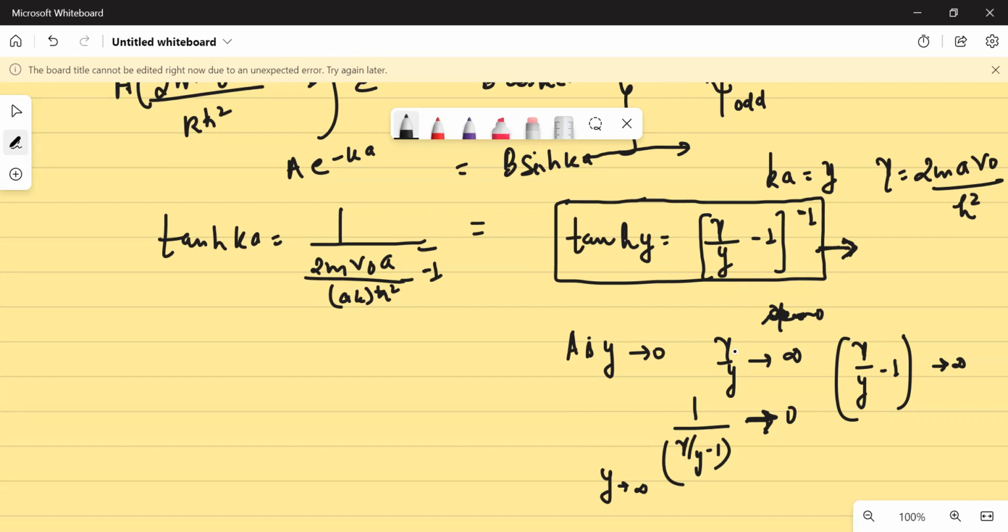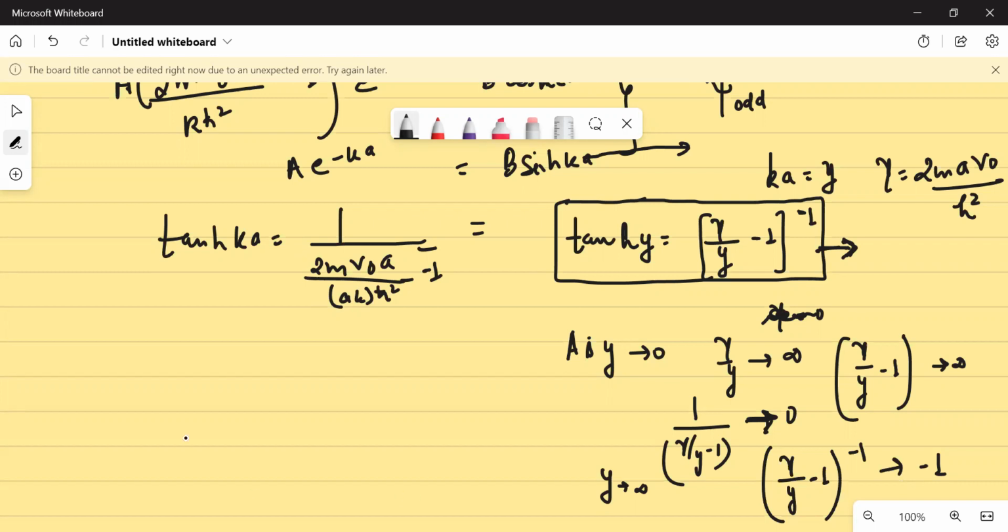If y tends to infinity, just give me a minute. Let's think upon this. So we'll think upon it. As y tends to infinity, this will become 0, and this 0 minus 1 is minus 1. Okay. So what does it want to say? It says that as y tends to infinity, my tan hyperbolic, this particular graph, that is gamma upon y minus 1 to the power minus 1, would tend towards minus 1. Okay, let's see.